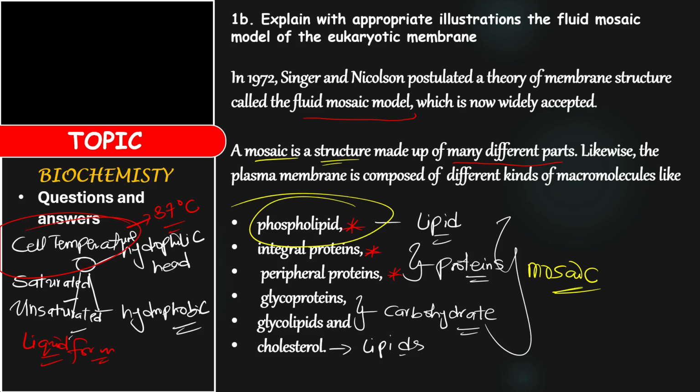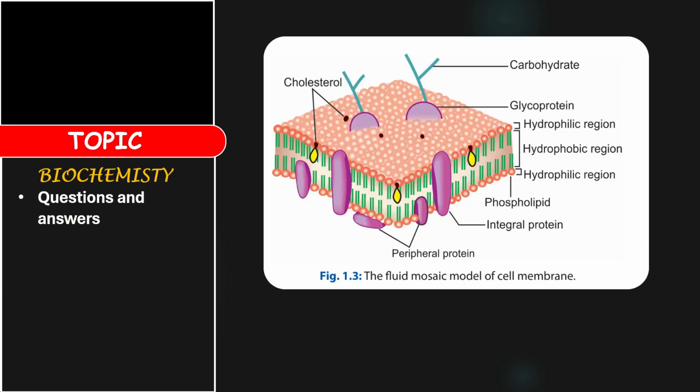Is that okay? Told you where the mosaic is coming from: because of the assortment of different components, which include the lipids, the proteins, and the carbohydrate. The fluidity is coming from the fatty acid that makes up the phospholipids, the hydrophobic chain or the hydrophobic tail of the phospholipid, which I said at normal cell temperature is liquid form. So what we are expecting, my dear student, is this is the phospholipid. All right, this is the fluid mosaic model.